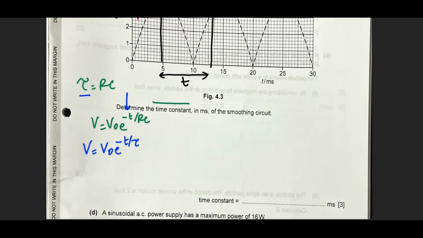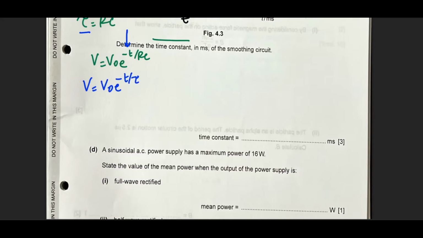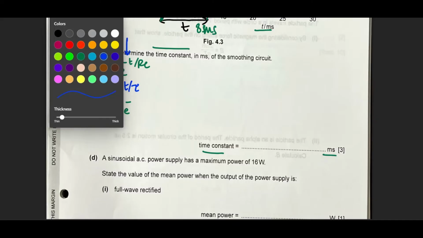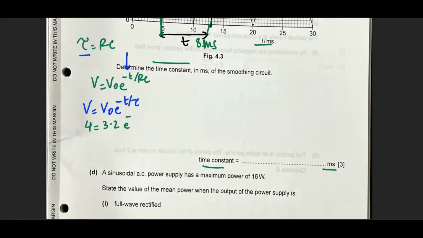So choosing the obvious options, we have 4 equals to 3.2, again picked from the graph, e raised to power minus t. Now you will notice that this time comes out as 8 seconds or 8 milliseconds. I'm not converting milliseconds into seconds because my time constant is already asked in milliseconds. I don't need to convert this. It won't serve any purpose to me.